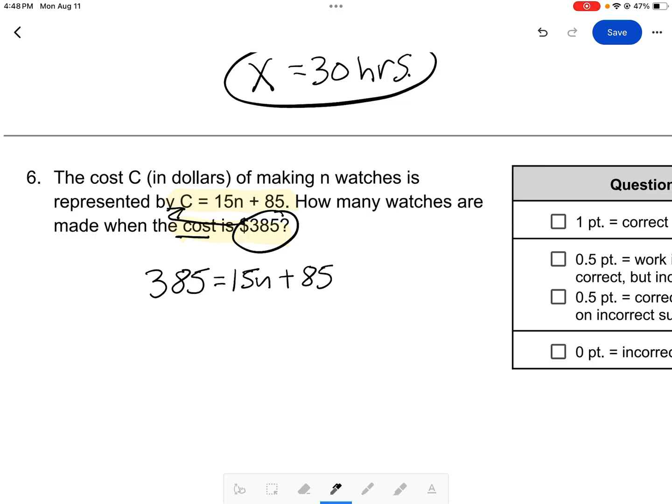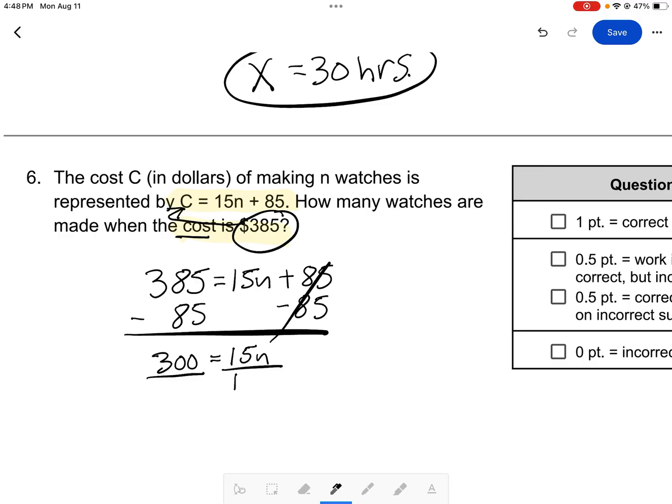Now I can go ahead and solve. I'm going to subtract 85 on both sides of my equation. The 85's cancel. 385 minus 85 gives me 300, equal to 15n. I'm going to divide both sides by 15 to get n by itself. 300 divided by 15 gives me 20. So 20 watches are made when the cost is $385.